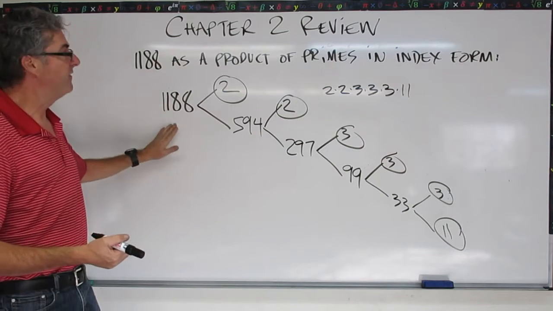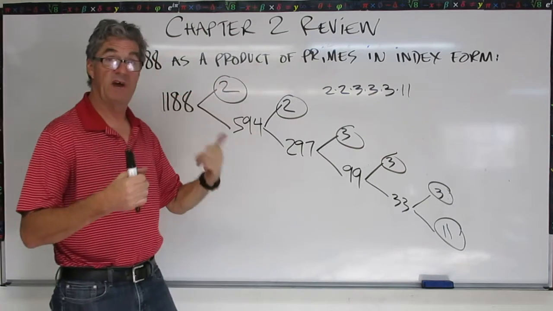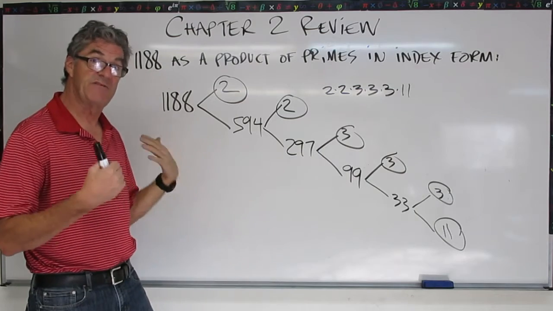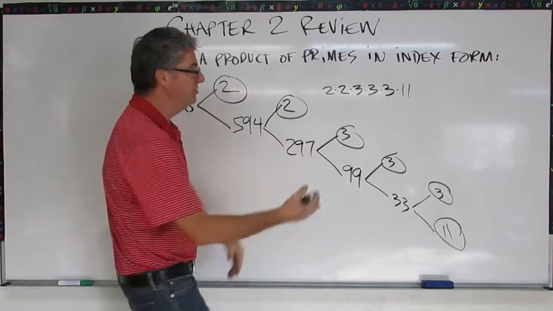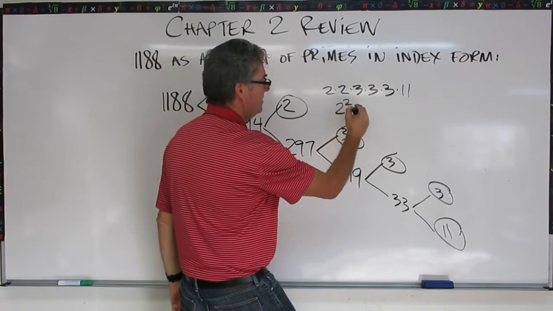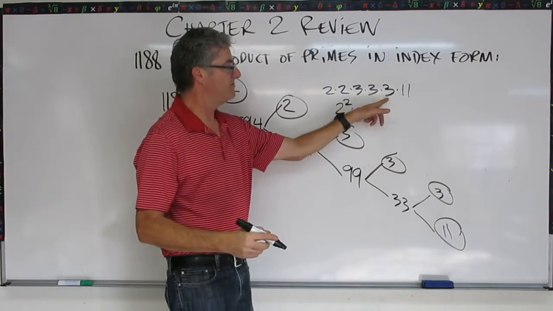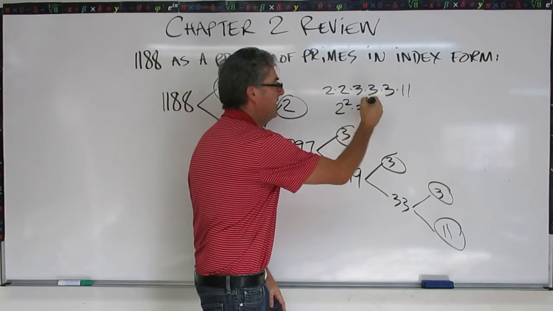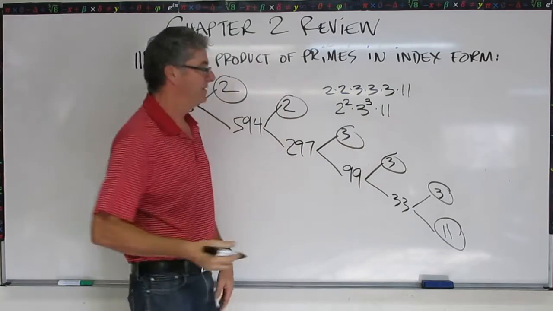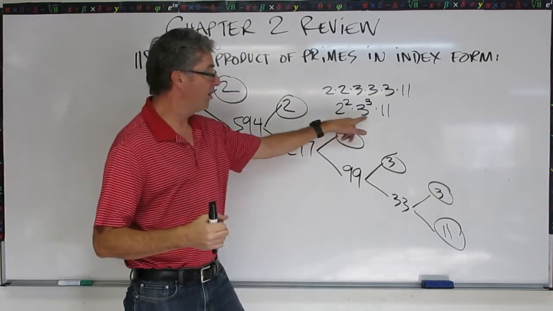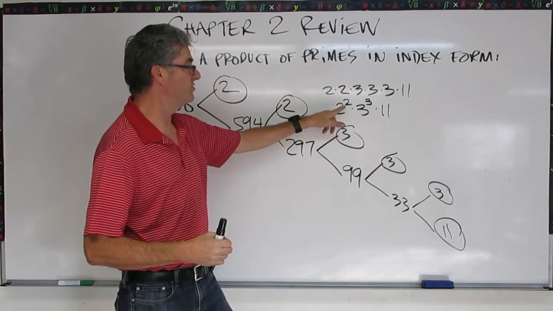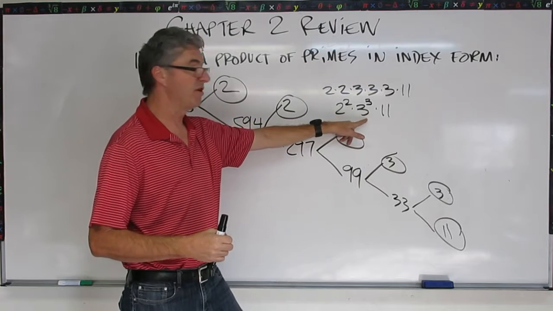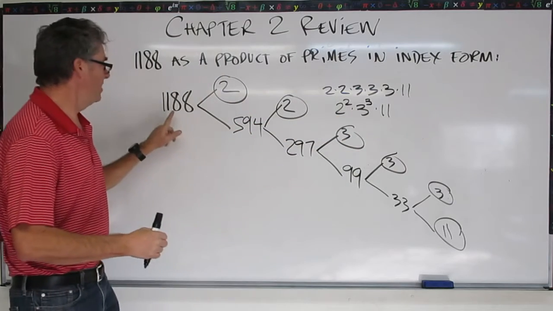Now we've done half of this as a product of primes. We've done that. Now we need to do it in index form. And that's not too bad. I have 2 times 2. This is 2 squared times 3 times 3 times 3. That's 3 to the third times 11. So there we go. It's 3 primes, 2, 3, and 11, and 2 of them have powers on them. So it's 2 squared times 3 to the third times 11 makes 1188.